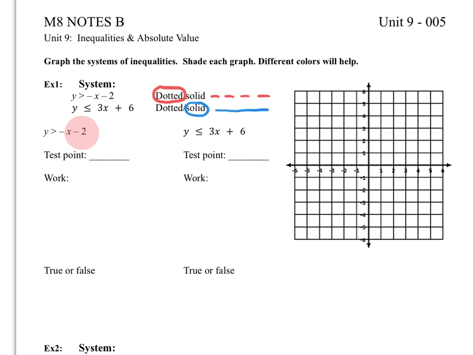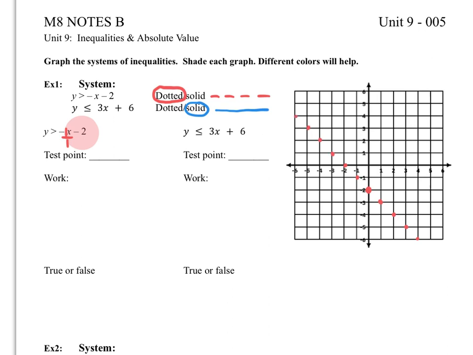So I'm going to begin by graphing my y is greater than negative x minus 2, and I'm going to start at my y-intercept, which is negative 2. And then since my slope, which is my number in front of x, is negative 1, that means that from my starting point, I'm going to go down 1, right 1. I'm going to keep doing that as many times as I can to make it easier to connect my points with my dashed line when I'm ready.